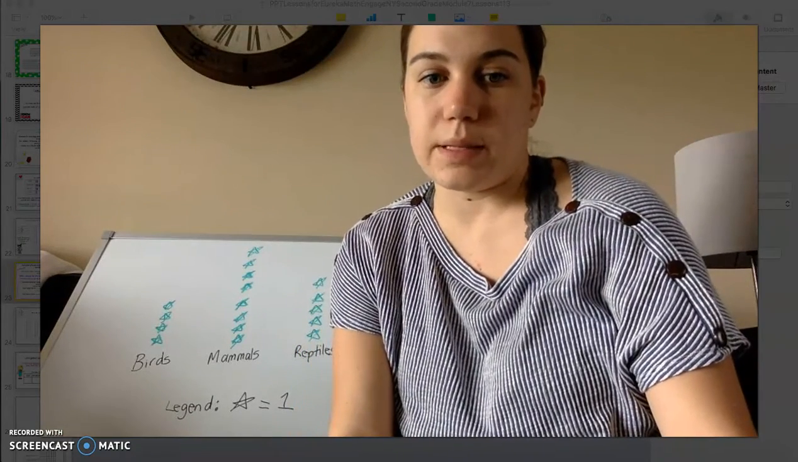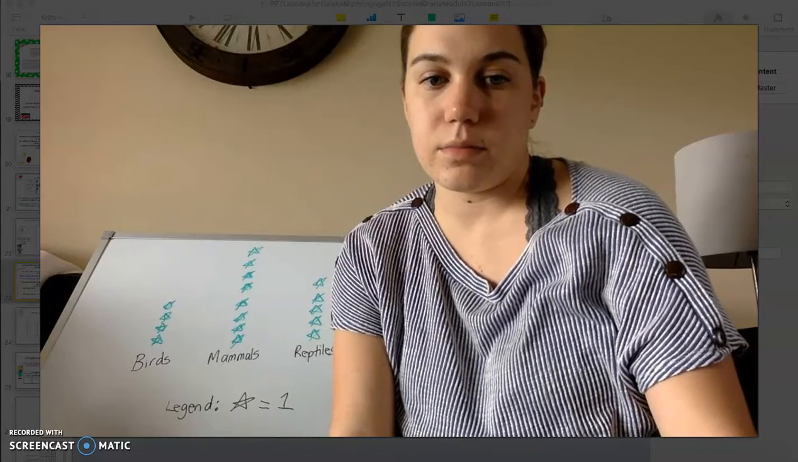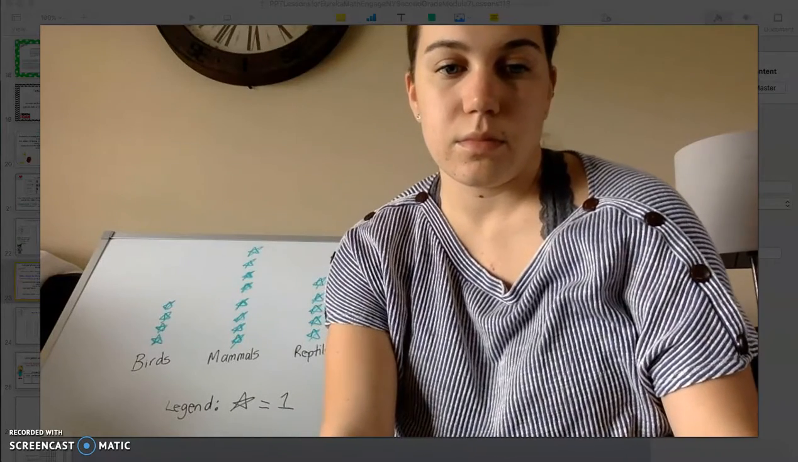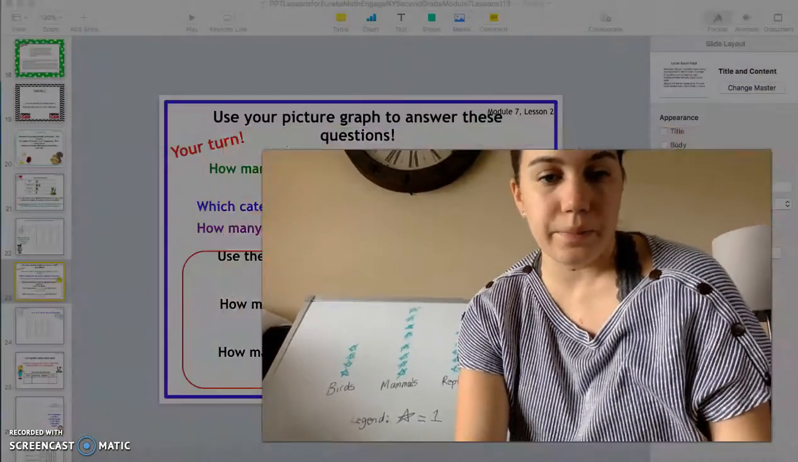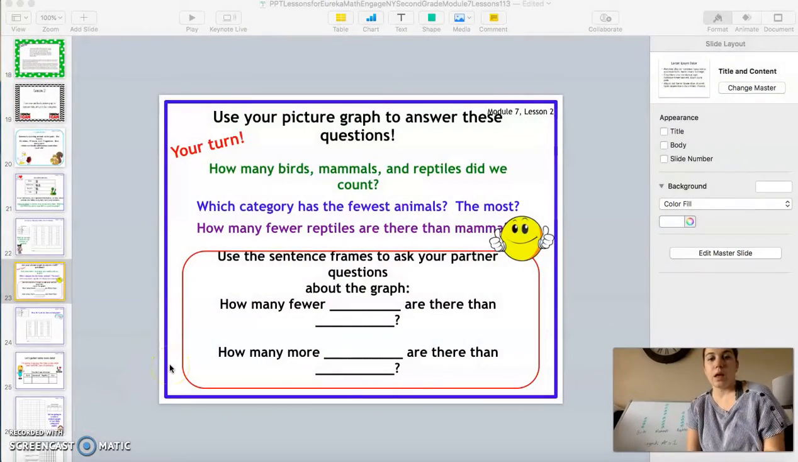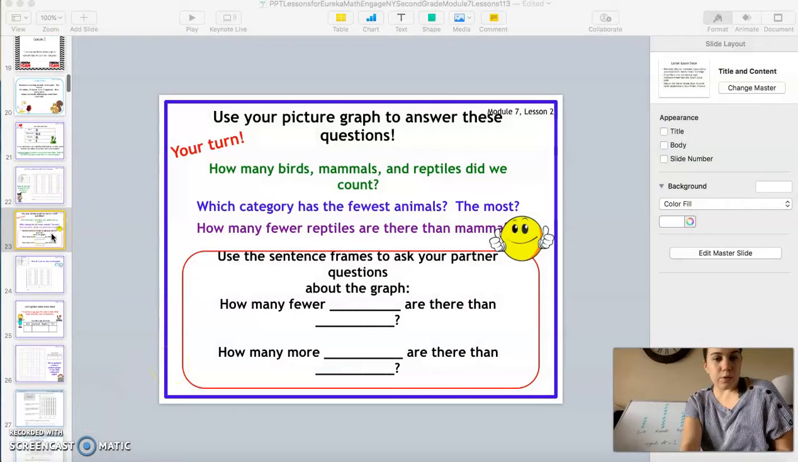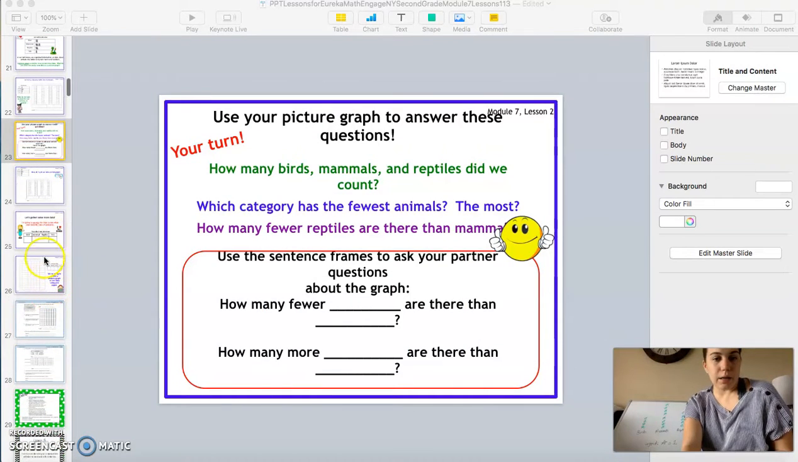Trying to zoom out, but it's not letting me go. Well, there we go. So now I'm going to move us on to our, let's see.